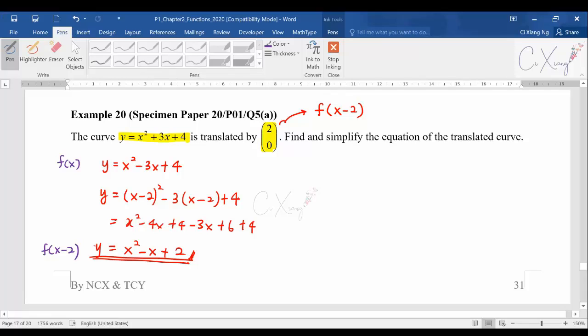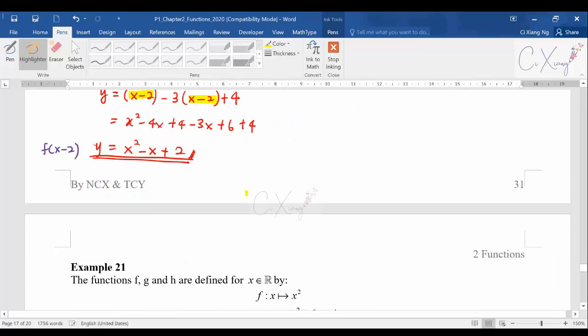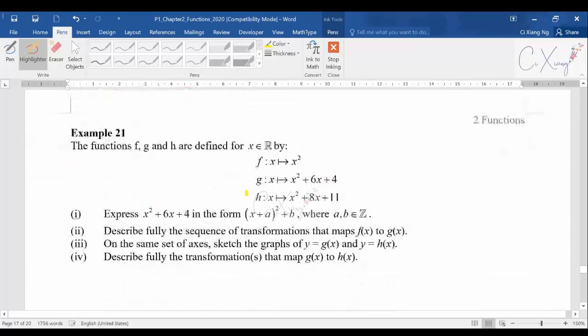So this is how we do it. You have to know what happened to your function. For this case, you actually minus 2 inside the basic function. So that means you have to substitute all the values of x by using x minus 2. This is a type of question that they might ask you in the exam. Hopefully you know how to do it. Next one, let us continue with example 21.